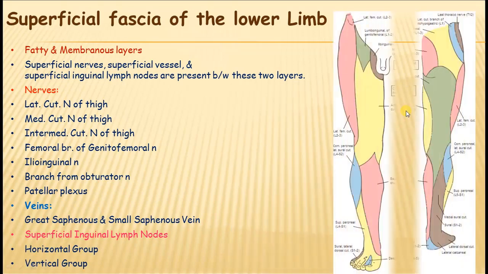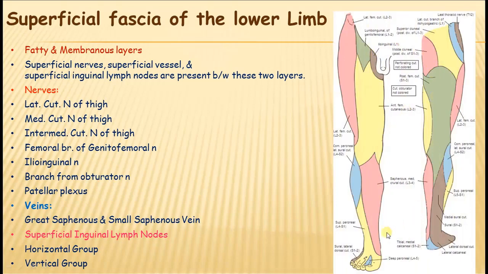Now, coming to the cutaneous distribution. The area of distribution of the lateral cutaneous nerve of thigh: the lateral cutaneous nerve of thigh is a direct branch from the lumbar plexus. The root value is L2, L3. It gives an anterior and a posterior division. The posterior division also supplies posteriorly, that is the lateralmost part of the gluteal region.